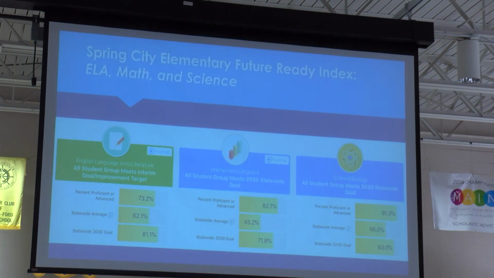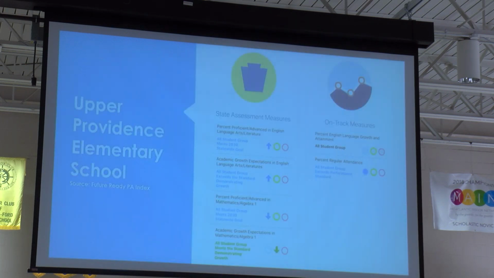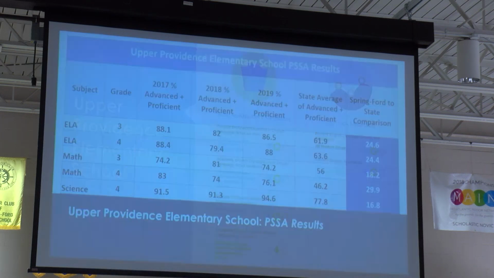When we look at this dashboard, again, we're doing exceptionally well. You see your English language arts is approaching the 2030 target, but we have met the interim target, and we have exceeded the statewide target for both math and science for Spring City. And finally, Upper Providence. We are seeing blues and greens for Upper Providence as well. In comparison to our state, on the right side, we are doing tremendously well compared to our state counterparts.